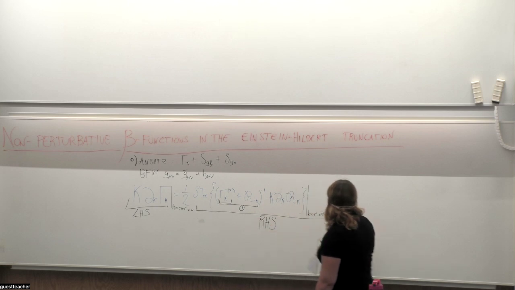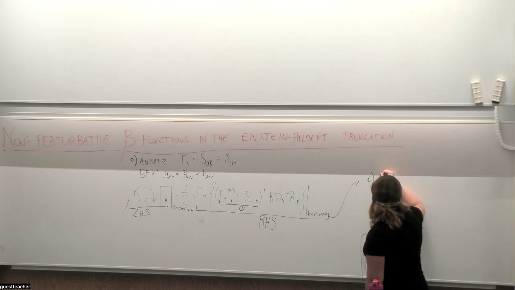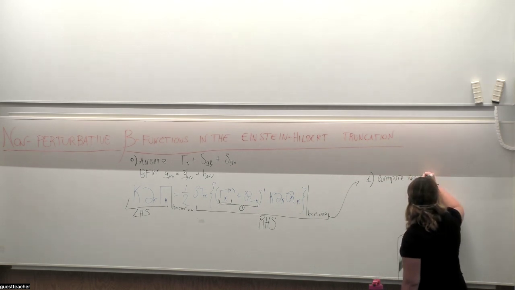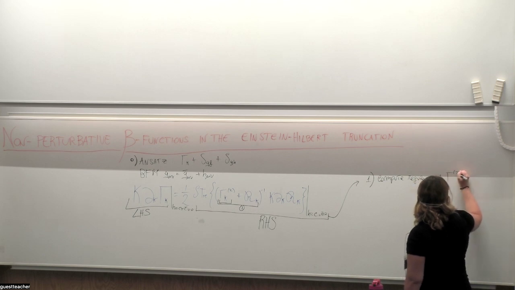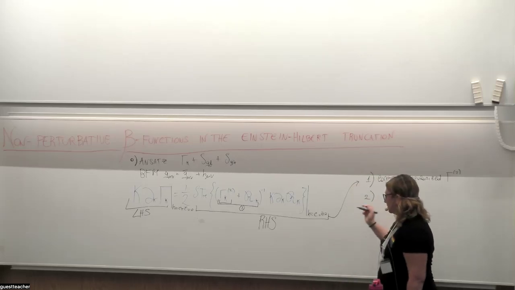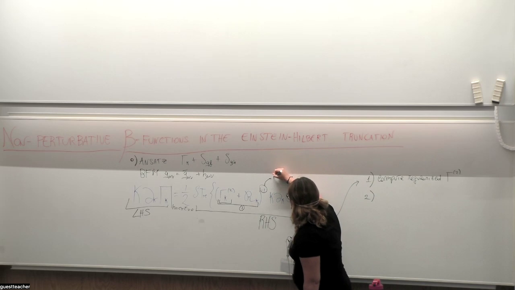So this would be for the right-hand side, the step one. So compute the regularized gamma 2. Second step is to invert. This is the second step.